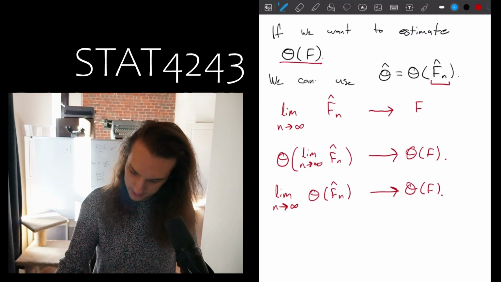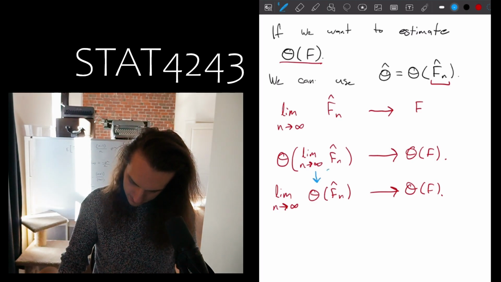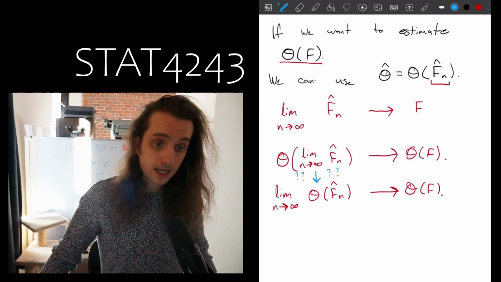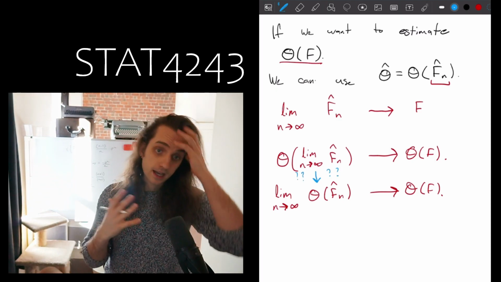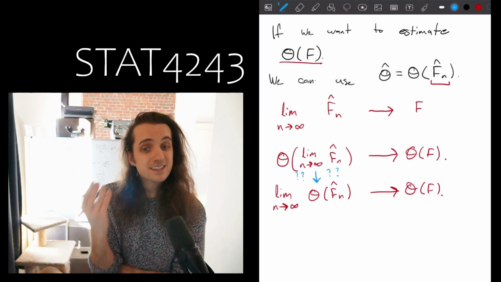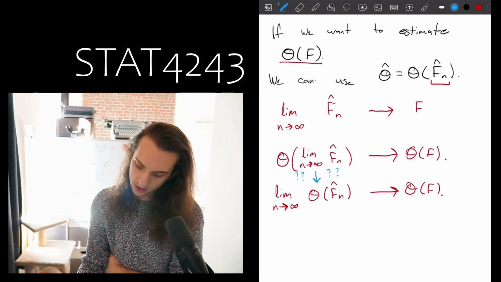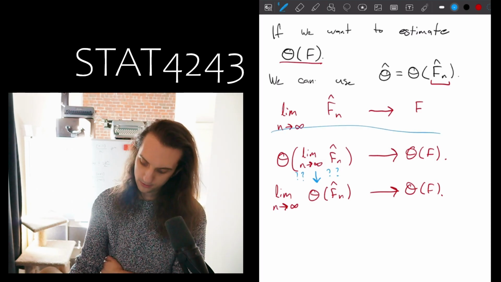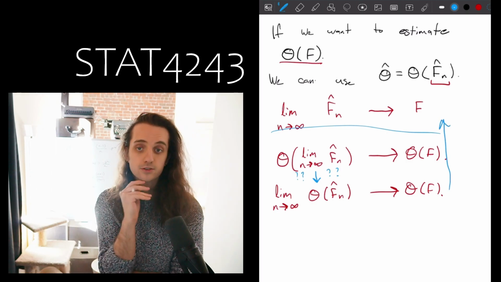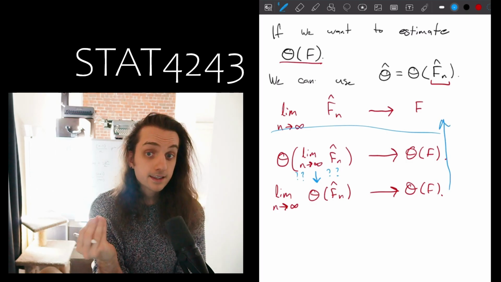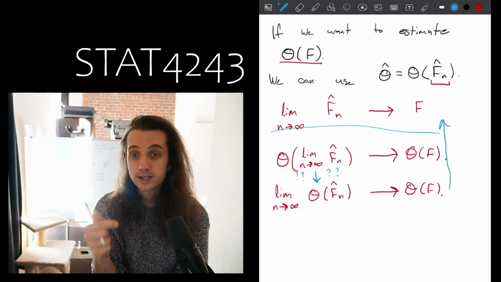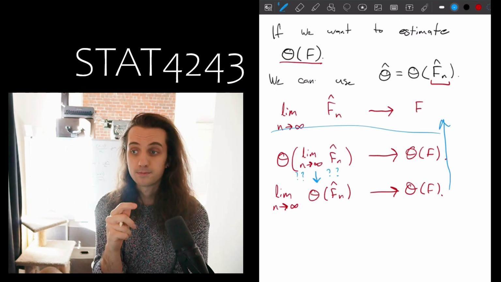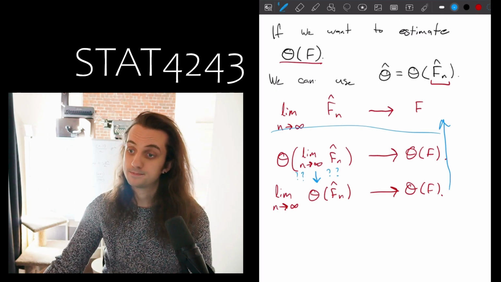Now, I will point out that this step is not always going to be justified, right? We need theta to be well-behaved, and there are going to be plenty of examples where you're not justified in doing this. But that's the general theory, right? That we know this is true. And so if we know that's true, we can hope to work in this direction, right? And the really nice part about this is that this is going to give us a nonparametric way of estimating any parameter that we can frame as a functional here, right?